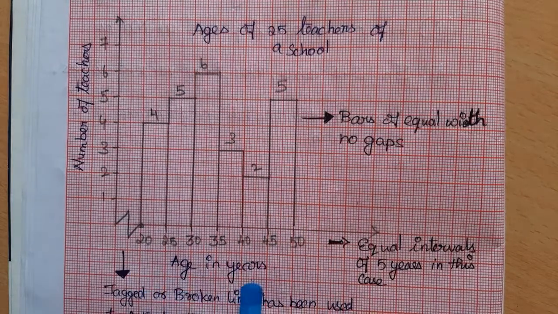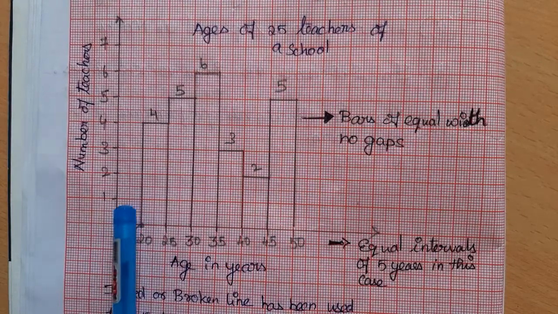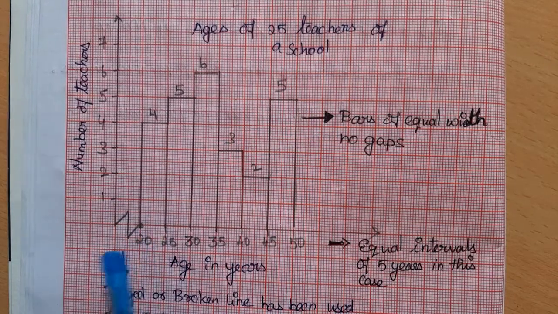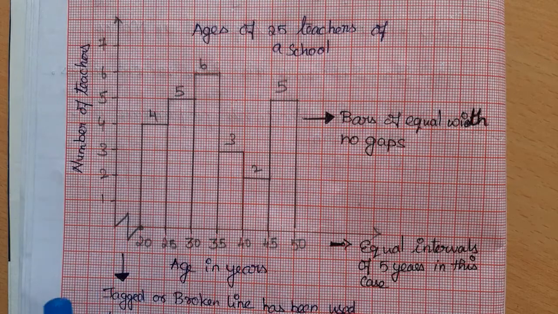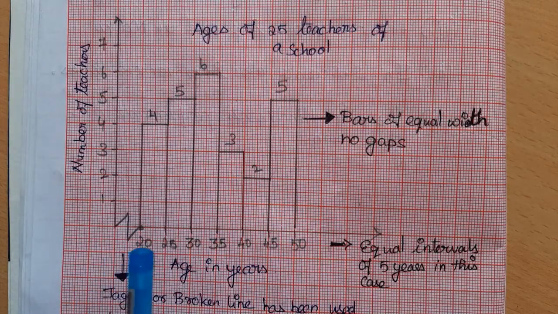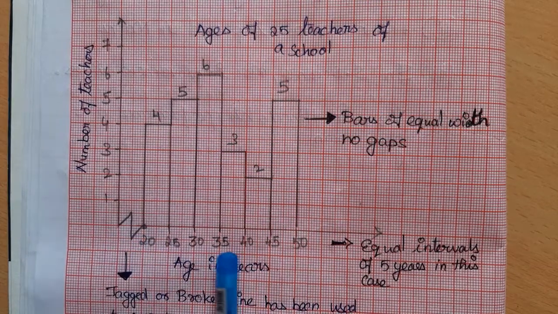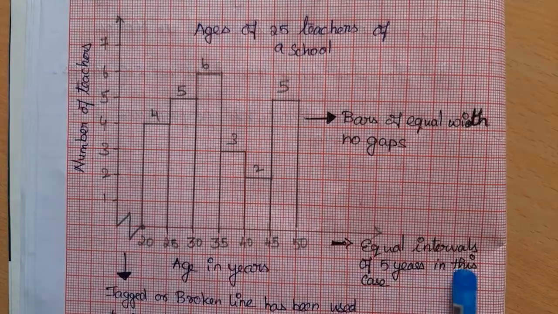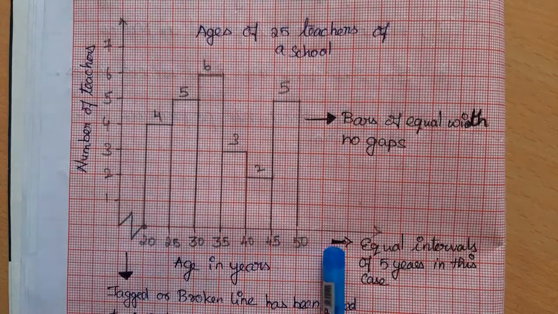So these are the ages. You can see some jagged or broken lines here. Can you see this? This means we are not showing the ages between 0 to 20, because there are no teachers in that age. But always note that equal intervals will be there, equal intervals of 5 years in this case.